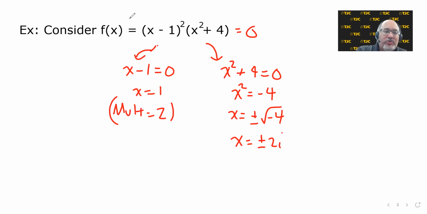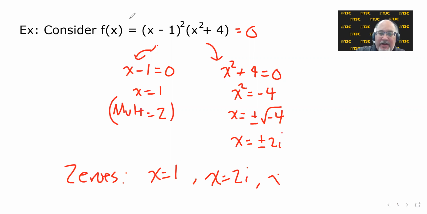Then our solutions, or our zeros, are x equals 1, x equals 2i, and x equals negative 2i. And keep in mind that the first 0 has a multiplicity of 2. All 3 versions of the fundamental theorem of algebra were satisfied.